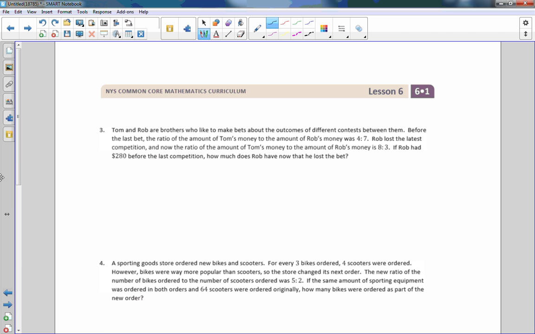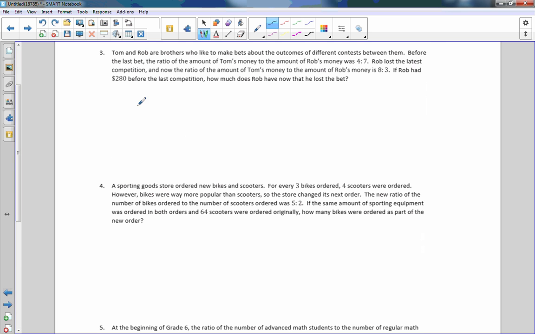Next question. Tom and Rob are brothers who like to make bets about the outcomes of different contests between them. Before the last bet, the ratio of the amount of Tom's money to the amount of Rob's money was 4 to 7. Okay? Before the last bet. And we're talking about Tom's money to Rob's. So I'm going to write Tom's money and Rob's money. And the ratio was 4 to 7.